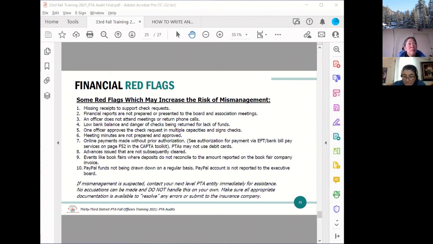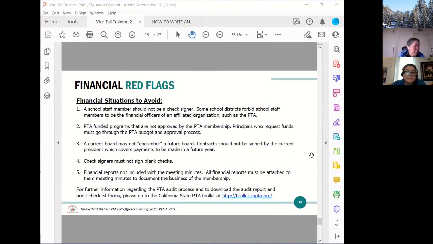Want to scroll to the next slide, Emmy? Stephanie, are there any of these that you want to jump on? Yes, definitely number 4, which is that check signers must not sign blank checks. To me that's very important. The check should always be written out to whom and for how much before a check is signed by any signer. Very important.